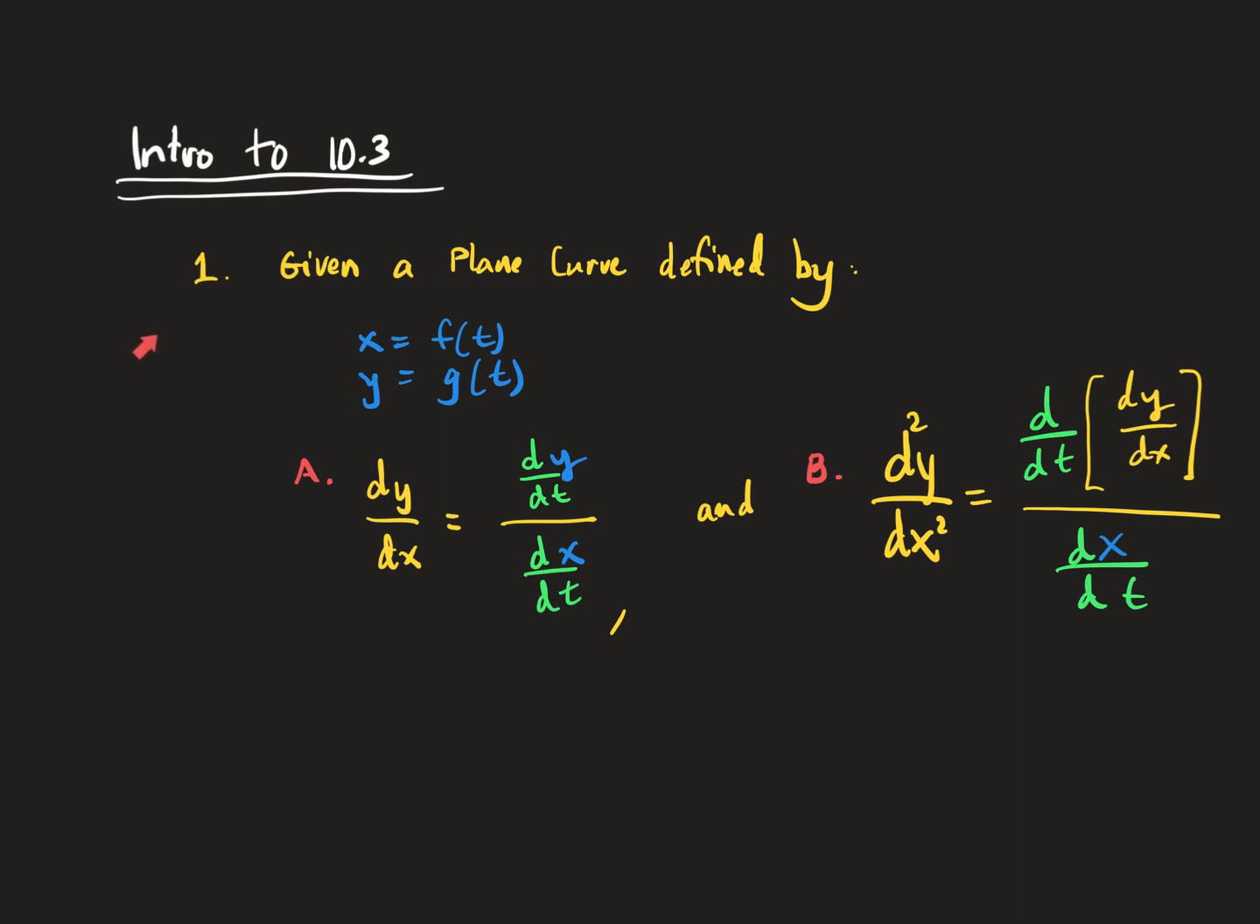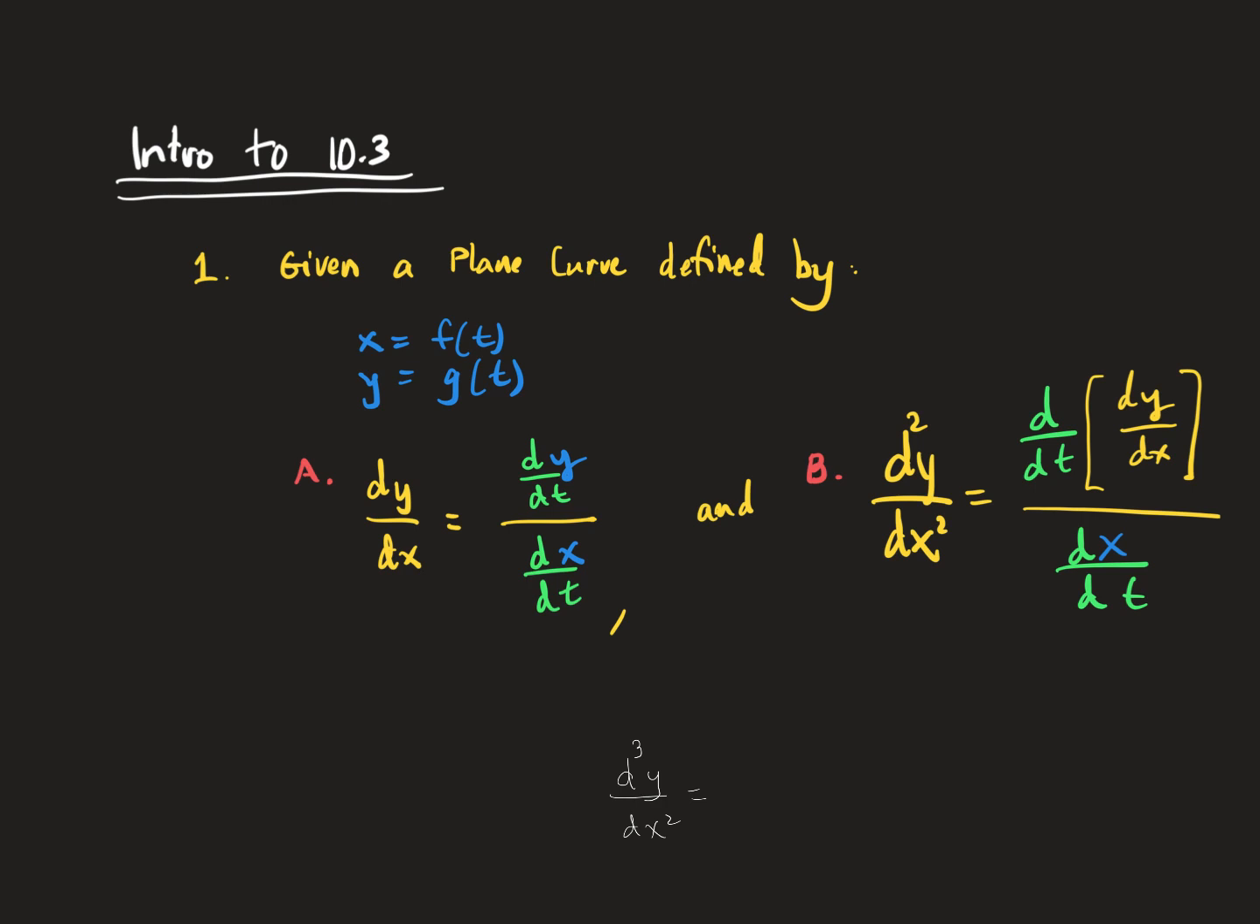All right, a summary of what we've learned so far in 10.3. Given a plane curve defined by parametric equations, the first derivative is the derivative of y with respect to t divided by the derivative of x with respect to t. The second derivative is the derivative with respect to t of the first derivative divided by the derivative of x with respect to t. The denominators are the same both times. In class, we actually derived this formula and showed why it works.